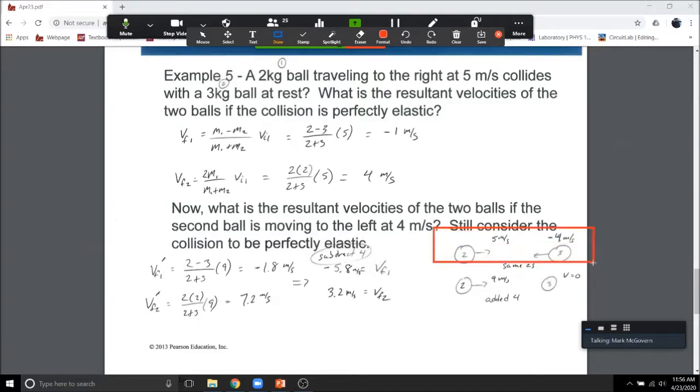So here is the original scenario. We got 5 meters per second to the right, 4 meters per second to the left. When we transform it, remember what you do here. You add up the velocities, the absolute values. So it's equivalent to saying that the 2 kilogram ball moves at 9 meters per second, and the 3 kilogram ball is at rest. I use my equations. I put a 9 in there now. I get my velocities, but now since I added 4, I have to now subtract 4. So if I subtract 4, we end up with these new speeds here.